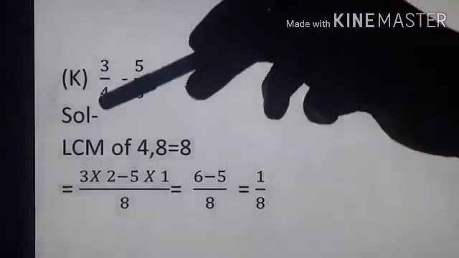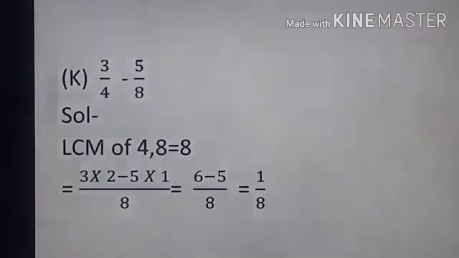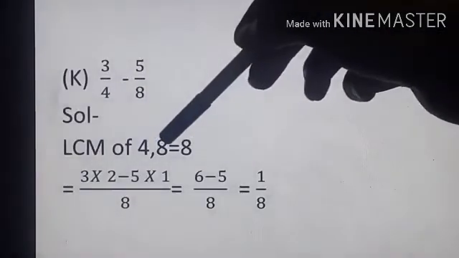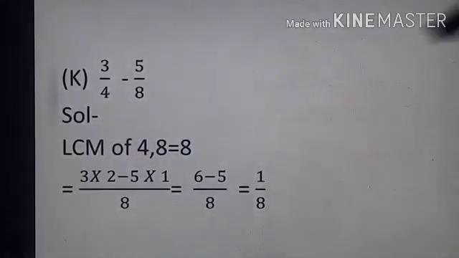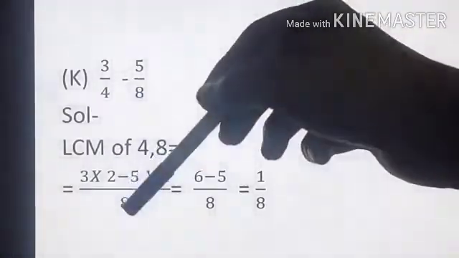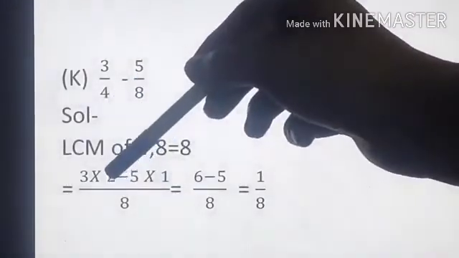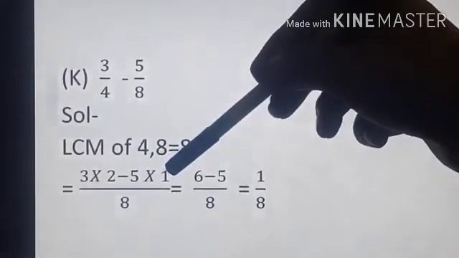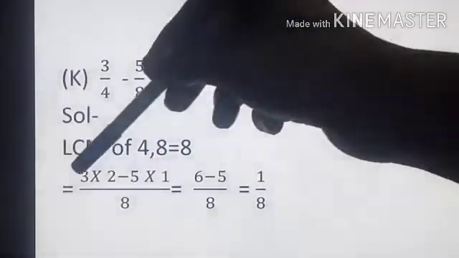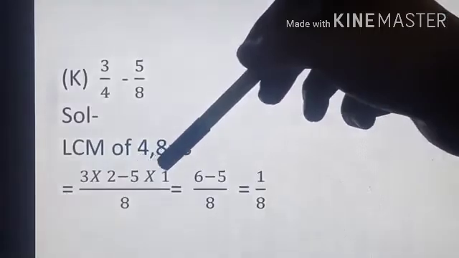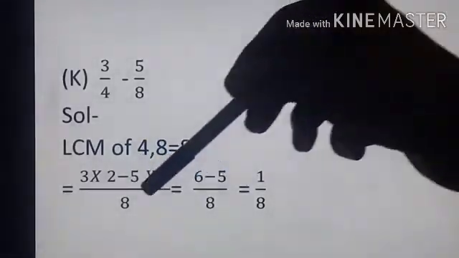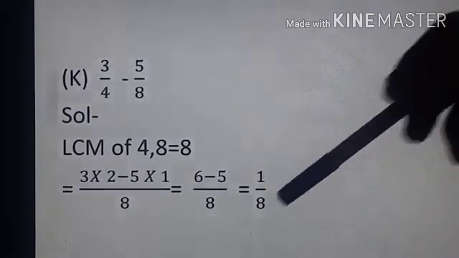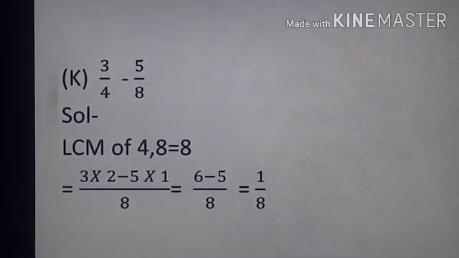Now K part, 3 upon 4 minus 5 upon 8. Denominators are 4 and 8. So LCM of 4 and 8 is 8. 8 divided by 4 will give you the answer 2. 2 into 3 minus 8 divided by 8 will give you the answer 1, 1 multiplied by 5. 3 2s are 6 minus 5 1s are 5. So 6 minus 5 upon 8. 6 minus 5 will give you the answer 1. 1 upon 8. Denominator will be same.